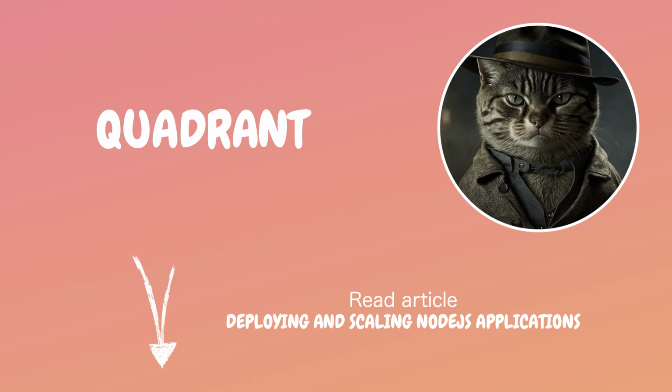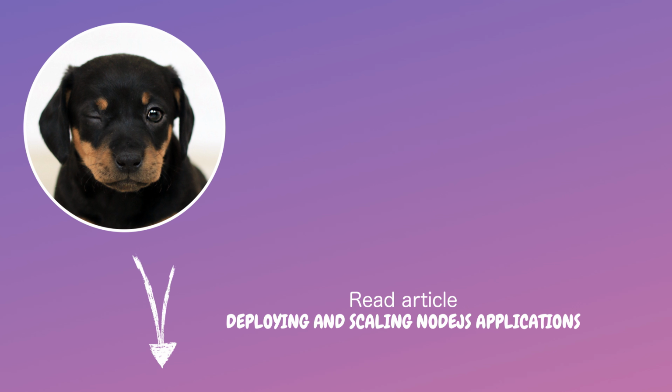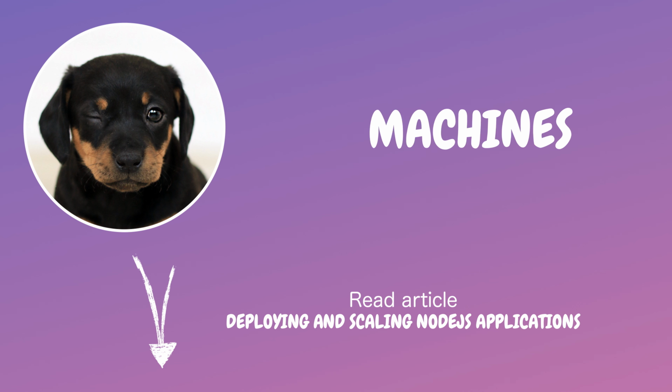Curiously, in the quadrant of my nine lives, I confess I'm not aware of these terms. Care to explain, cat, in your fancy vocabulary? Simply put, vertical scaling is like adding more power to your existing machine, while horizontal scaling is adding more machines to your system.